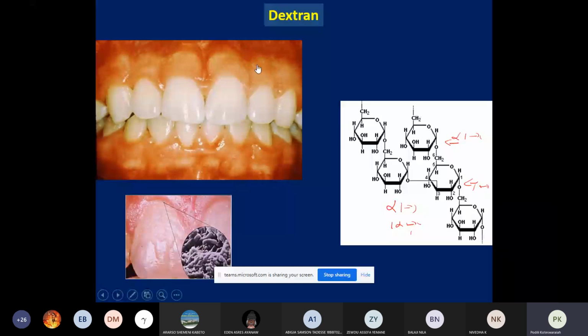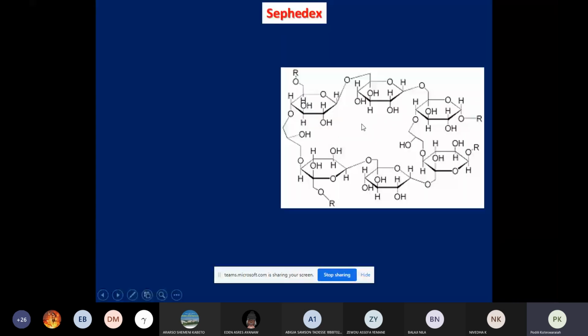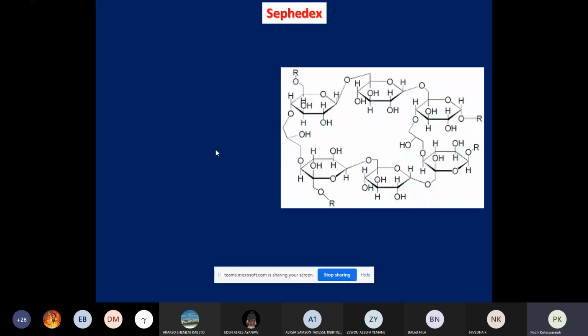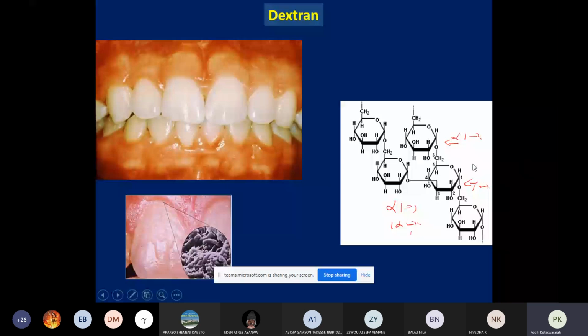And the synthetic dextran that we use is Sephadex. This synthetic dextran, Sephadex, is also used as a stationary phase material for the purification of molecules in gel filtration chromatography. So this is dextran. It is a polymer of glucose with alpha 1,6 linkages, with branch points at alpha 1,3 or, in some cases, alpha 1,4.